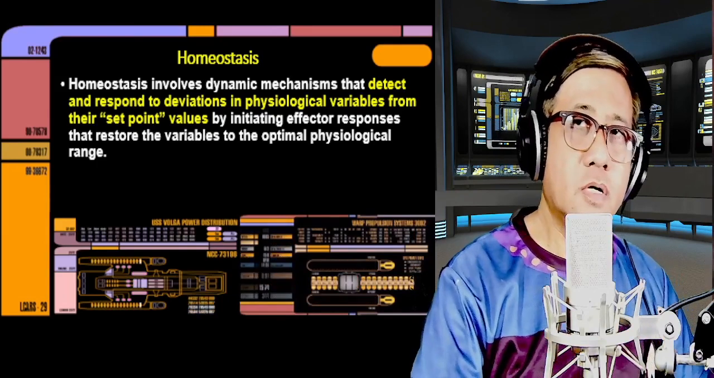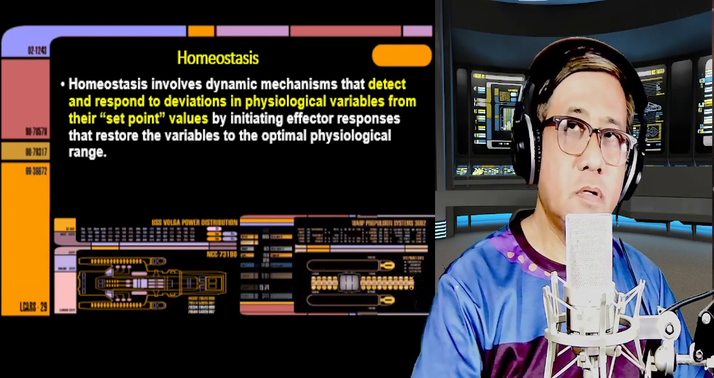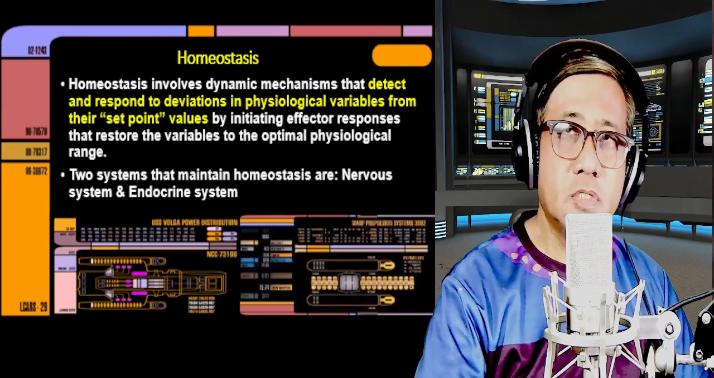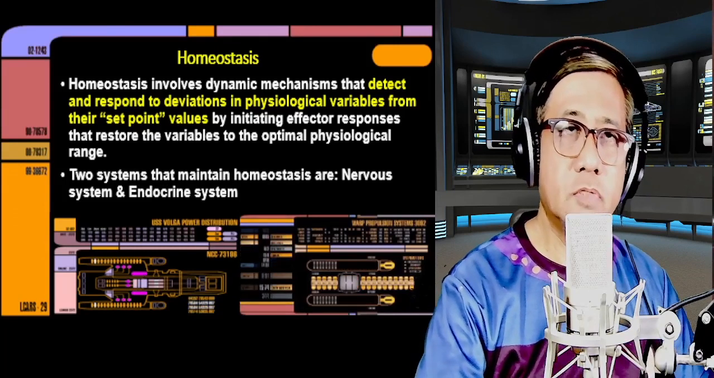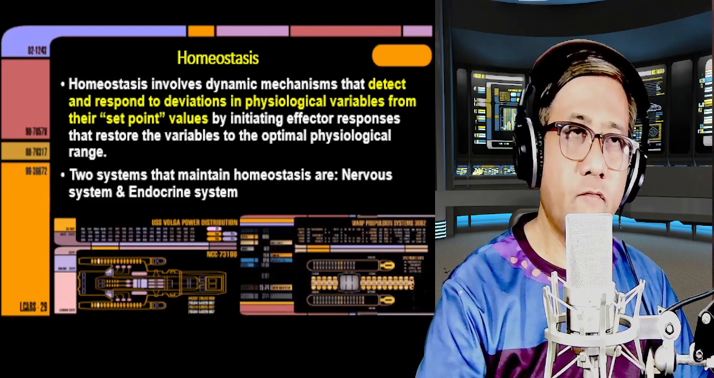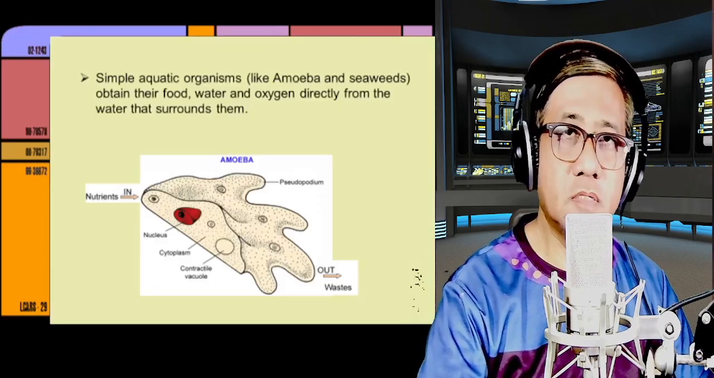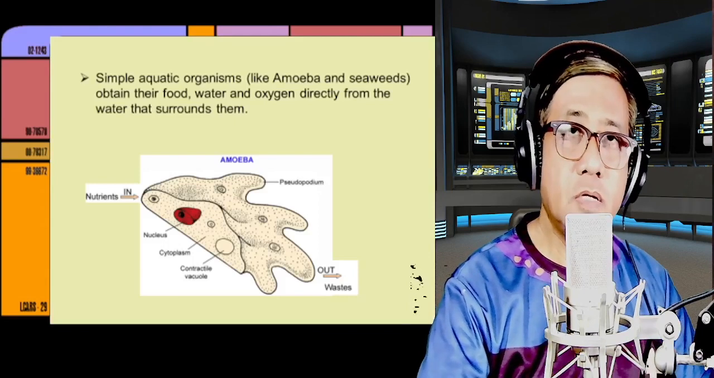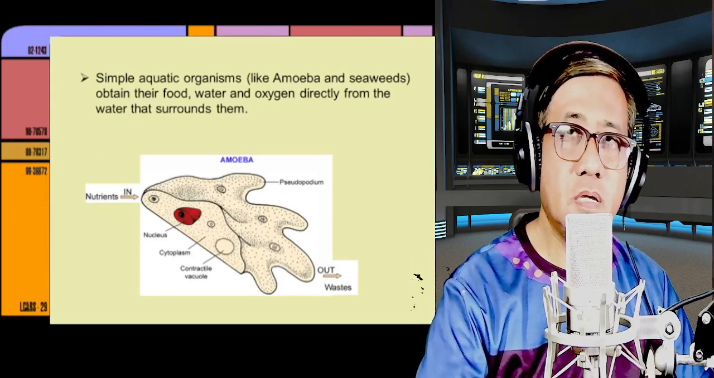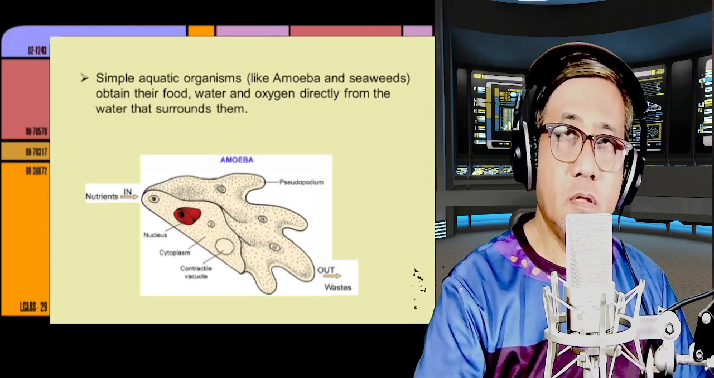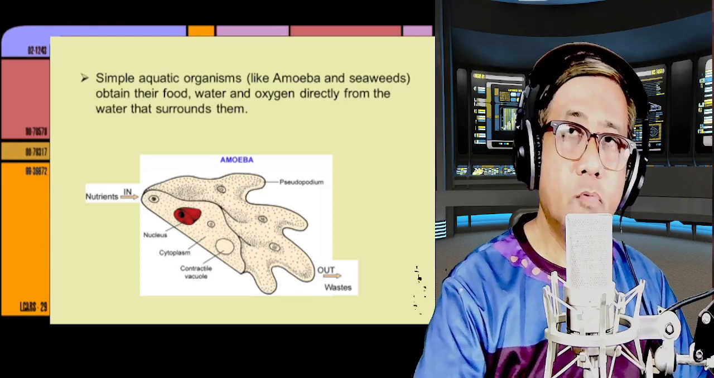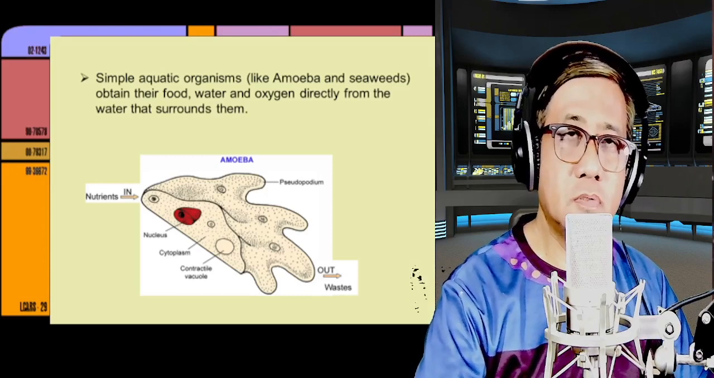So class, to continue, there are two main body systems that are involved in the maintenance of balance. So we have the nervous system and the endocrine system. So we will have a detailed discussion on how the nervous system and the endocrine system maintain balance. Now this is true for higher organisms, but for primitive or simple organisms like the amoeba and seaweeds, which are members of kingdom Protista, these simple aquatic organisms can obtain their food, maintain water balance and oxygen through simple diffusion, and they can also remove waste materials via the cell membrane through simple diffusion.